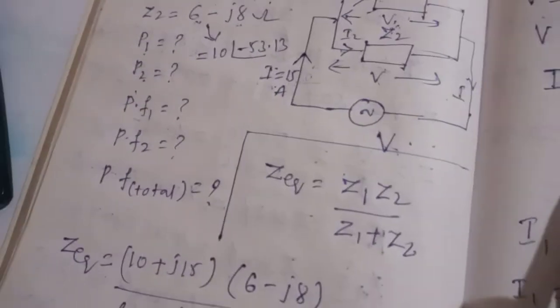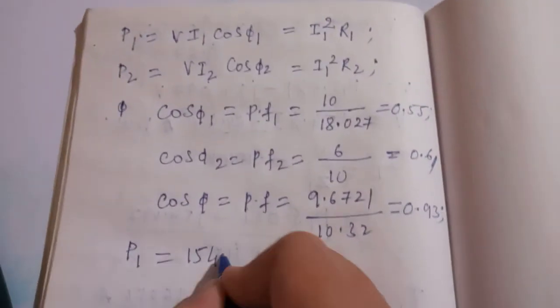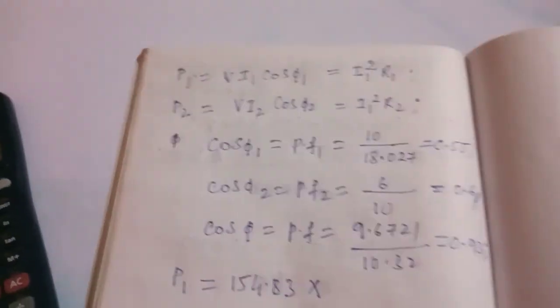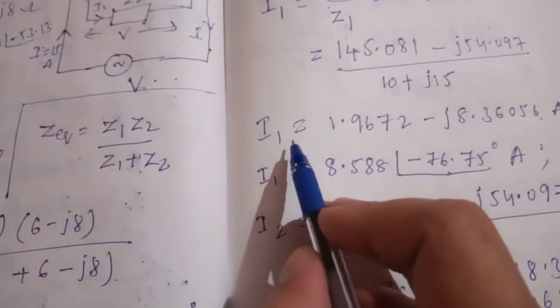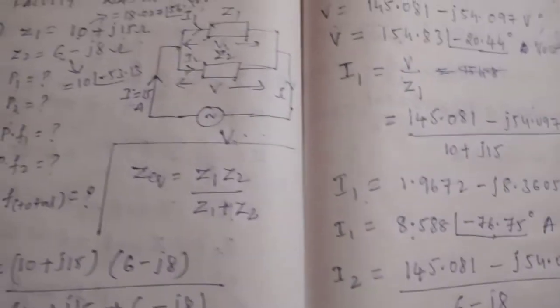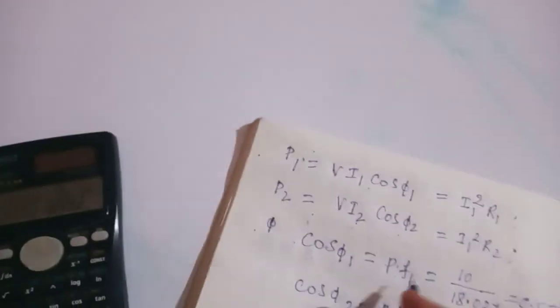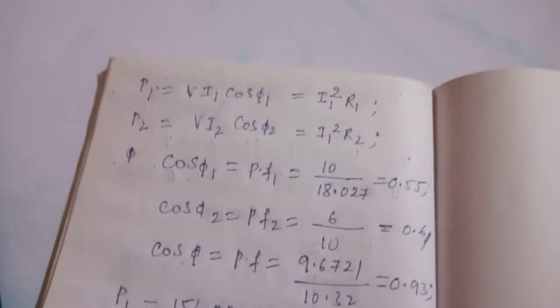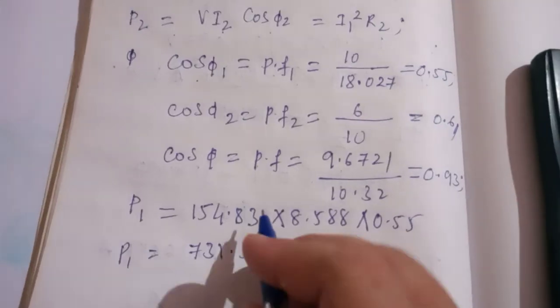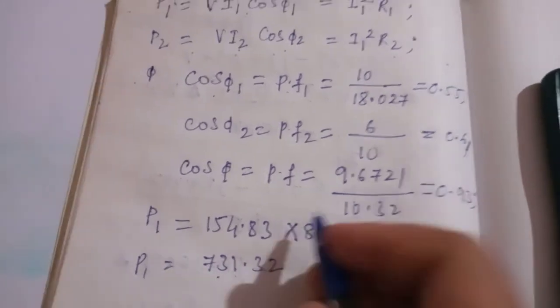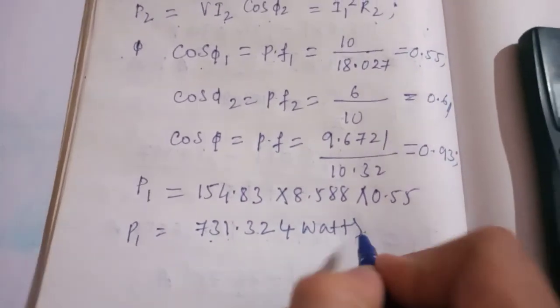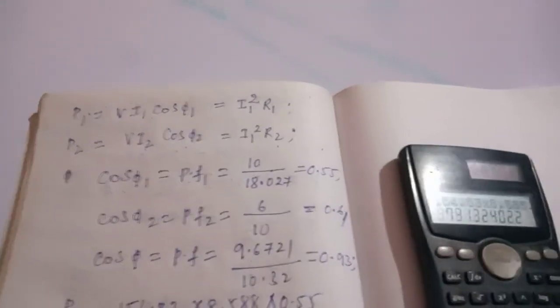So P1: what is the magnitude of V? 154.83, into the magnitude of I1, which is 8.588, into cos phi 1, which is 0.55. So it will come around 731.324 watts.